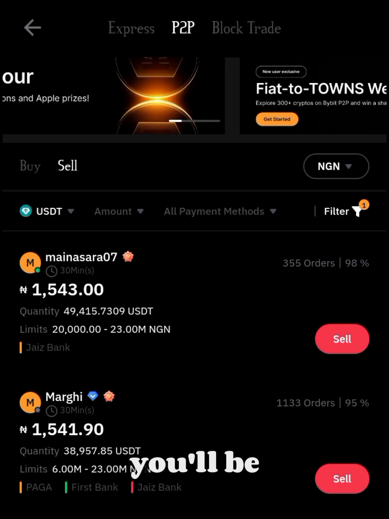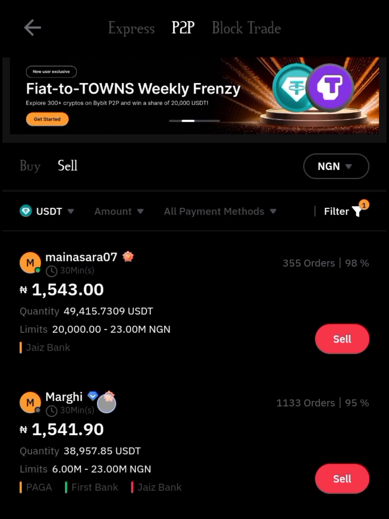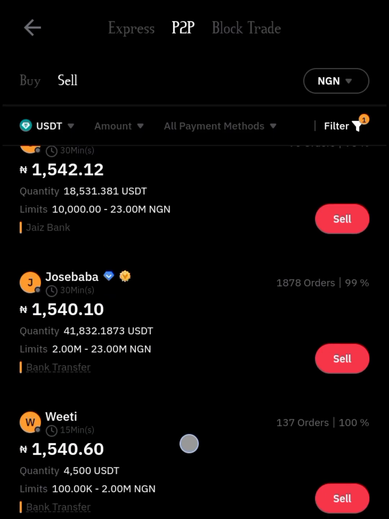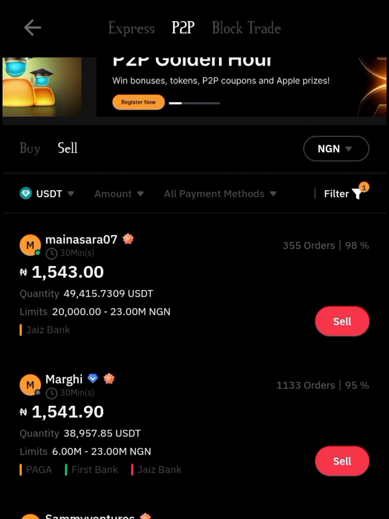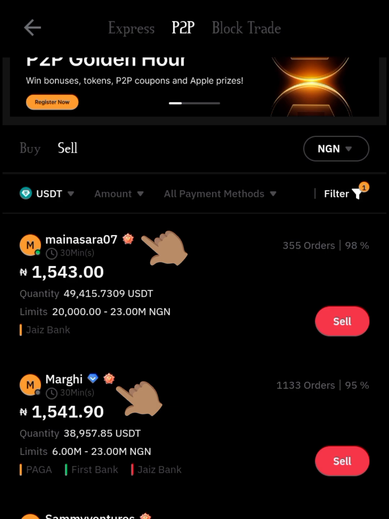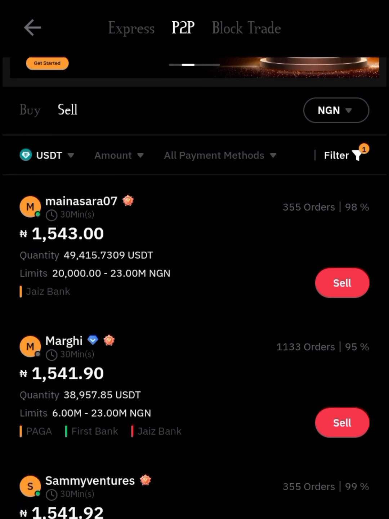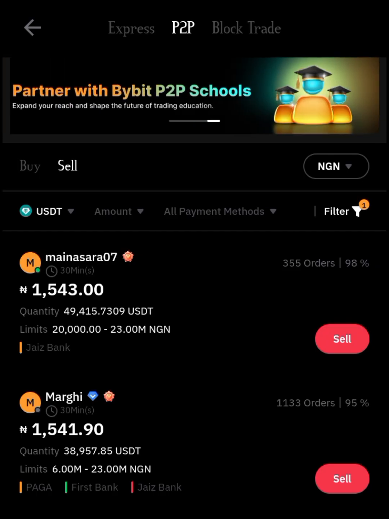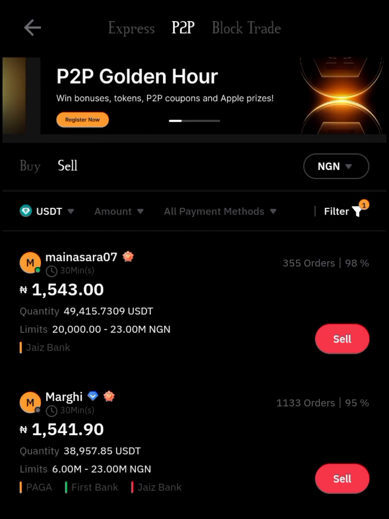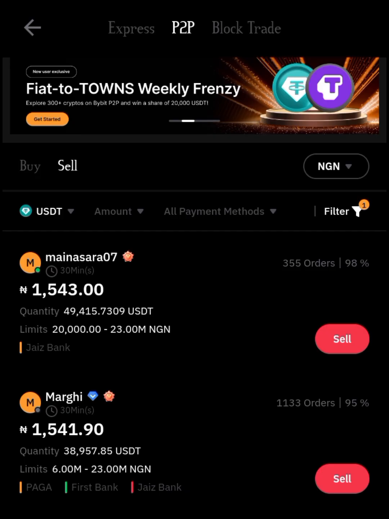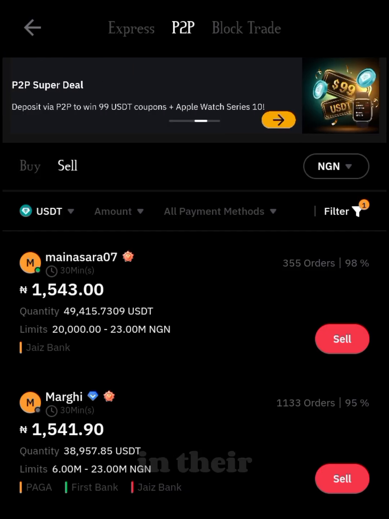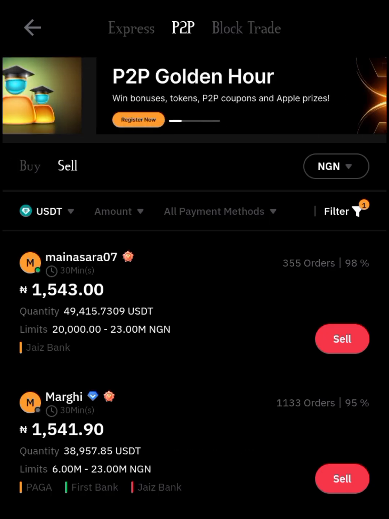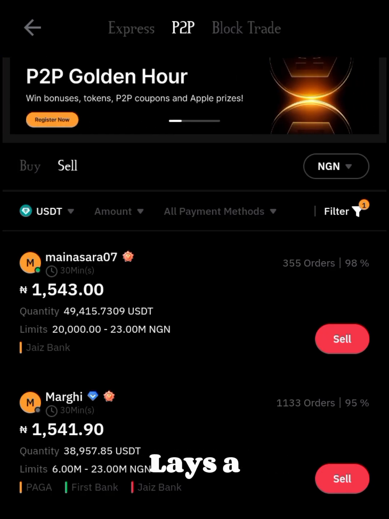So the first thing you have to do is make sure that the person you'll be selling to has a tick here, has a tick here, has a tick here. You can see some don't have any tick. So you have to make sure that anybody you are going to trade with has a tick that shows they are verified vendors. This verified tick means that they have USDT in their balance. Now, if they scam you, the money they have in the account, which enables them to be verified, will be used to compensate anybody that lays a claim against them.